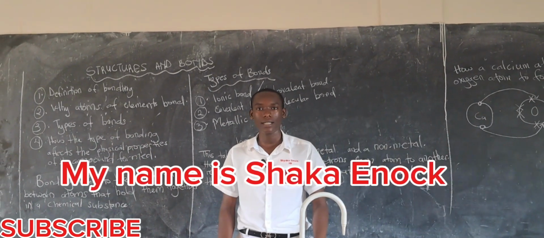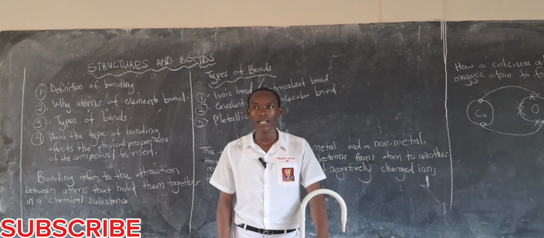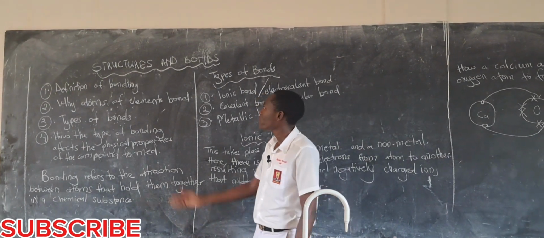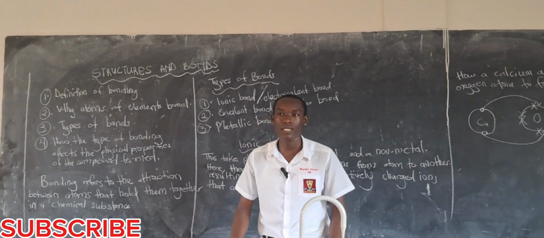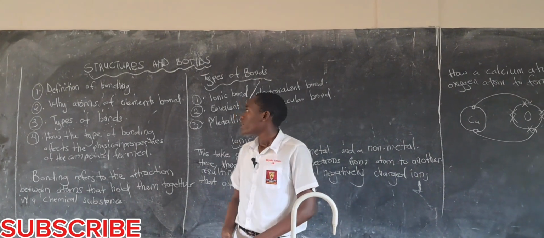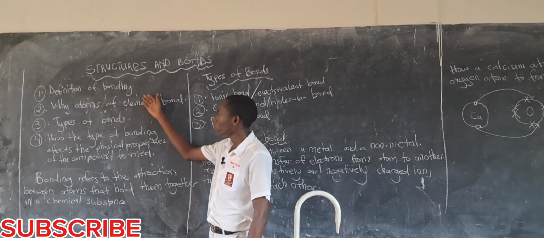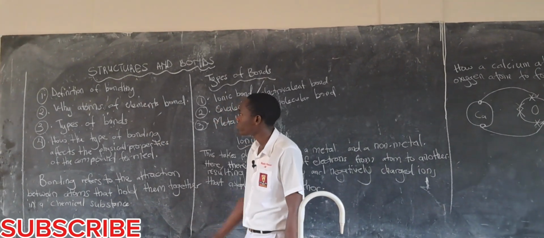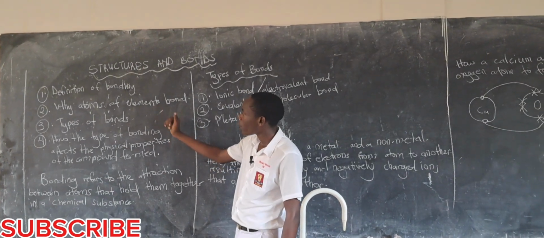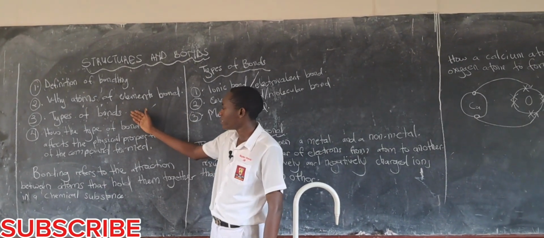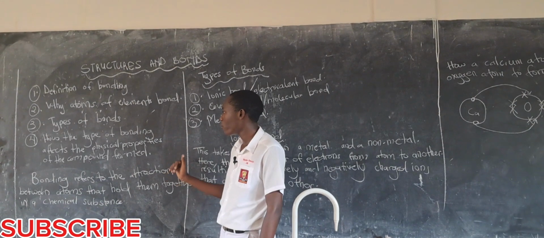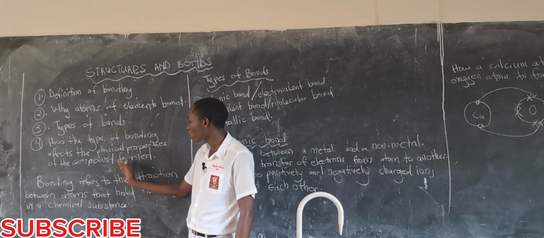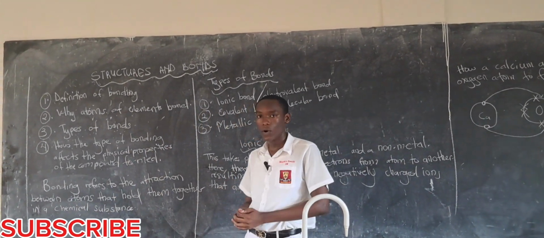My name is Shaka Enoch, a student of Senior 4, and I'm here to discuss with you structures and bonds, a topic from Senior 3. These are the subtopics we are going to talk about. One, definition of bonding, then why atoms of elements bond, then types of bonds, and how the type of bonds affects the physical properties of the compound formed.